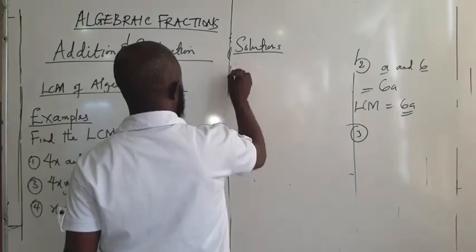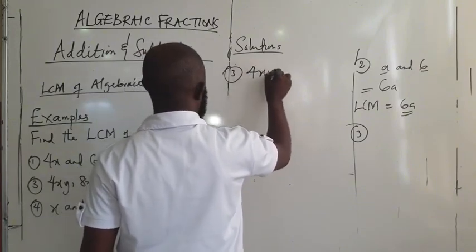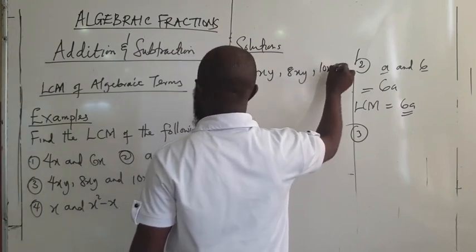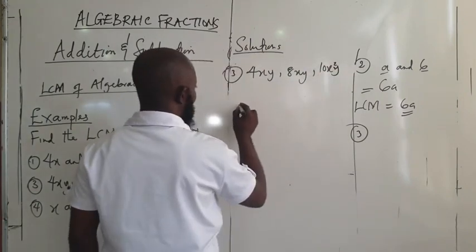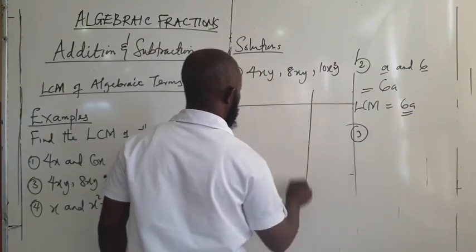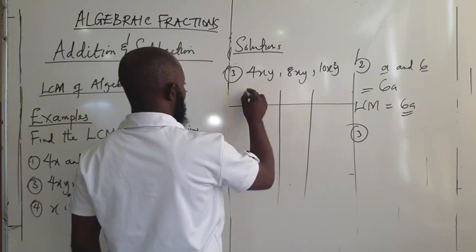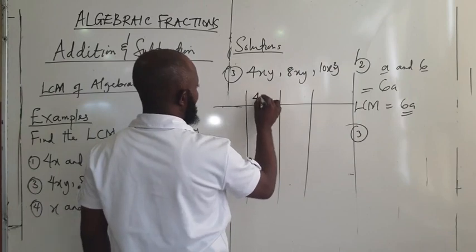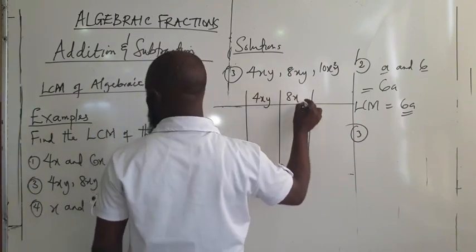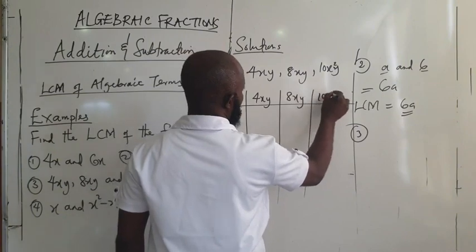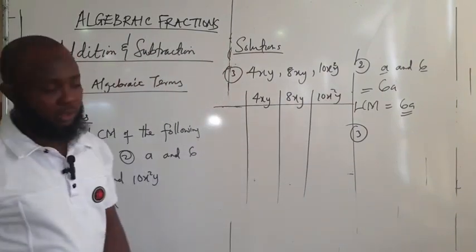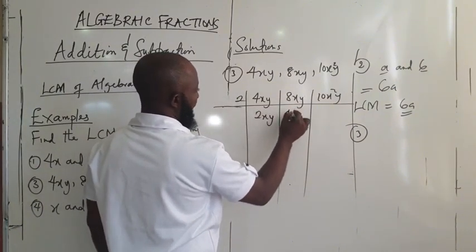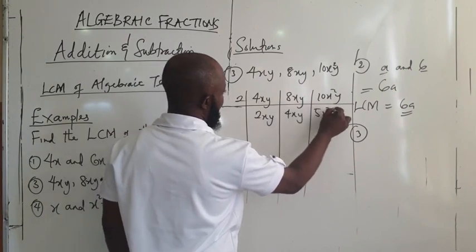Then the third one, we have 4xy, 8xy, and then 10x squared y. So what you are going to do here is this. We have 4xy, 8xy, then 10x squared y. We want to use this method. So what we're going to have, 2 can go into everything. Now it's going to be 2xy, this is 4xy, then 5x squared y.